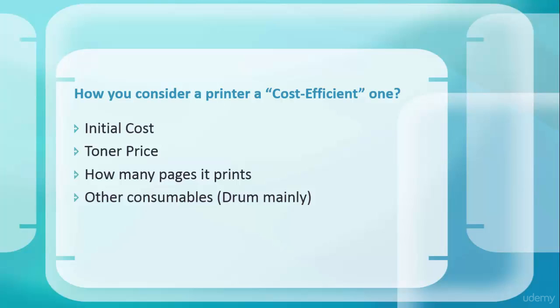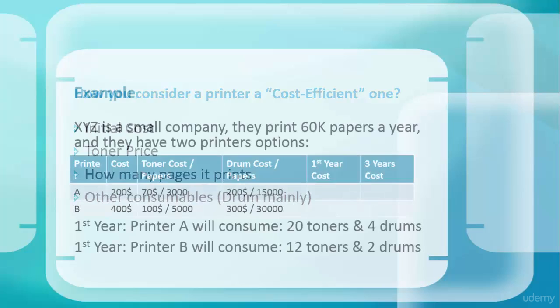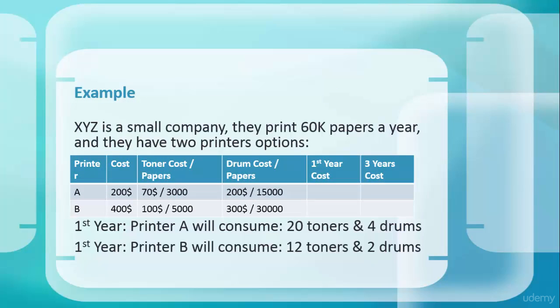Let's see the example in the next slide. By the way, I came up with the prices in the example. They are just used to explain an idea, and they are not real product prices. XYZ company is getting a new printer for the office. Monthly average printing is 5000 pages, and they have two options to select from. Printer A, its initial cost is $200, while printer B costs $400. A is cheaper, right? Let's see.